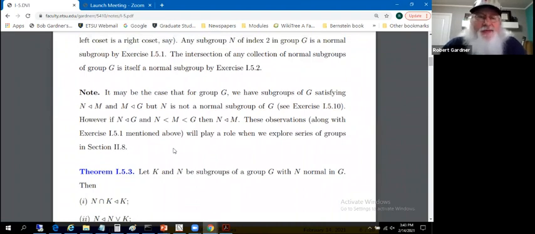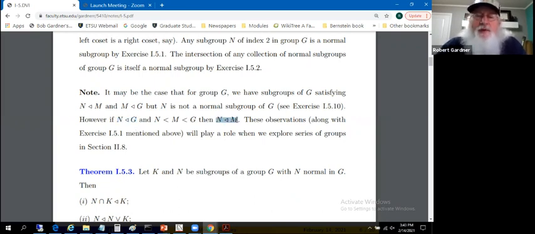It's kind of the same idea. If N is a normal subgroup of G, and M is a group between N and G, N is a subgroup of M is a subgroup of G, then N is a normal subgroup of M. Does that make any sense? What does it mean for N to be a normal subgroup of G? It means AN equals NA. Left cosets and right cosets are the same with respect to element A for all A in G.